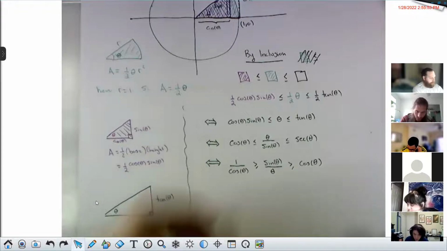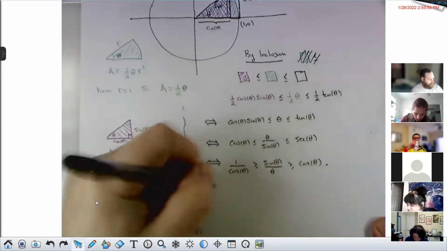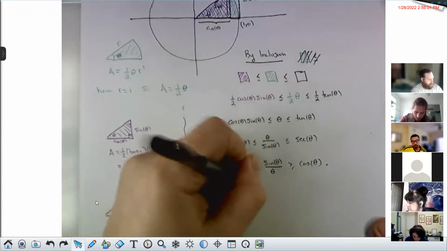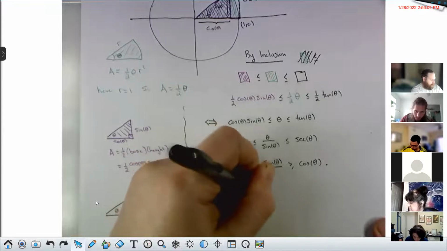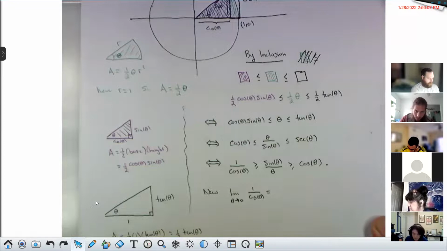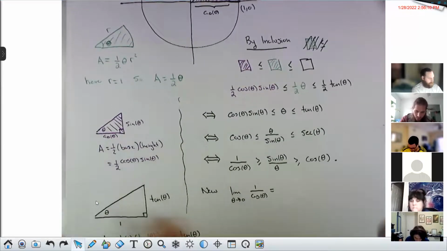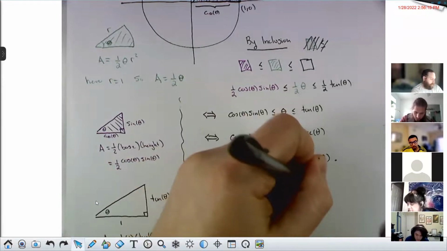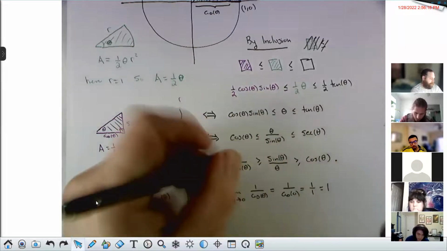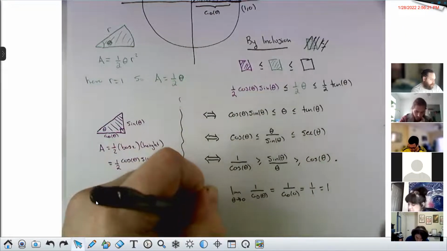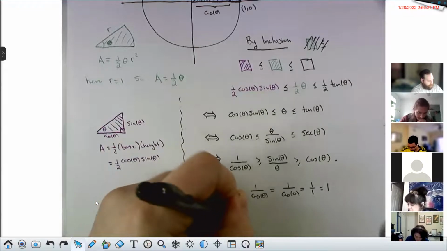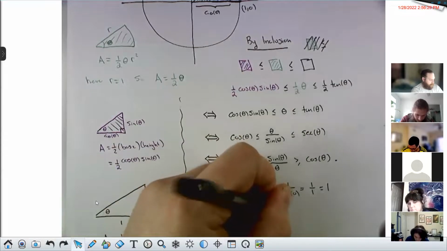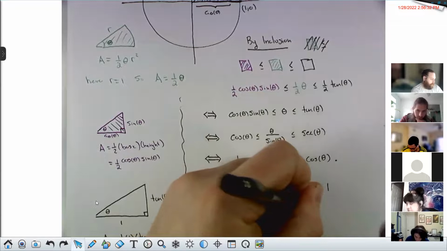Now apply the squeeze theorem. The limit as theta goes to 0 of 1 over cos theta. Cos theta doesn't have any problems at 0. 1 over cosine of 0, that's fine. Cosine of 0 is 1. This is 1 over 1 or 1. And the limit as theta goes to 0 of cos theta itself is cos of 0, which is also 1.